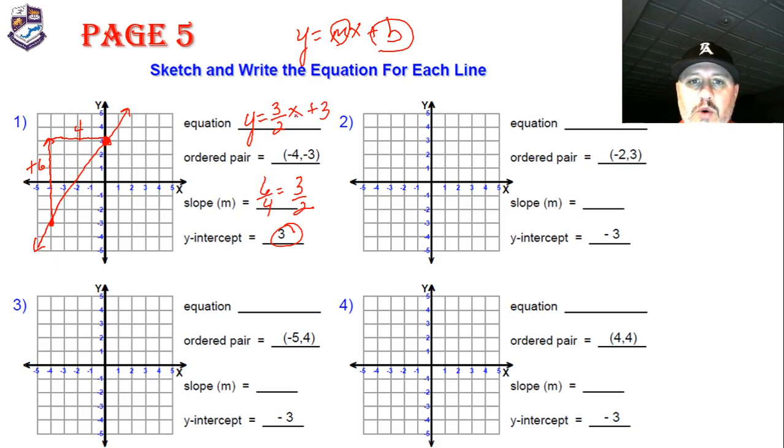All right. So what am I doing to my input? I'm multiplying by 3/2, and then I'm adding 3. All right. And that is the pattern there. All right. So here we go. Let's do the next one.